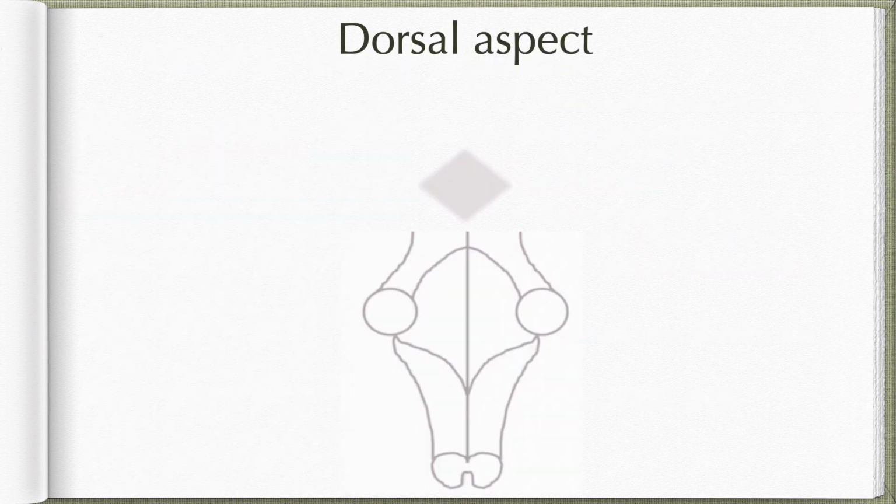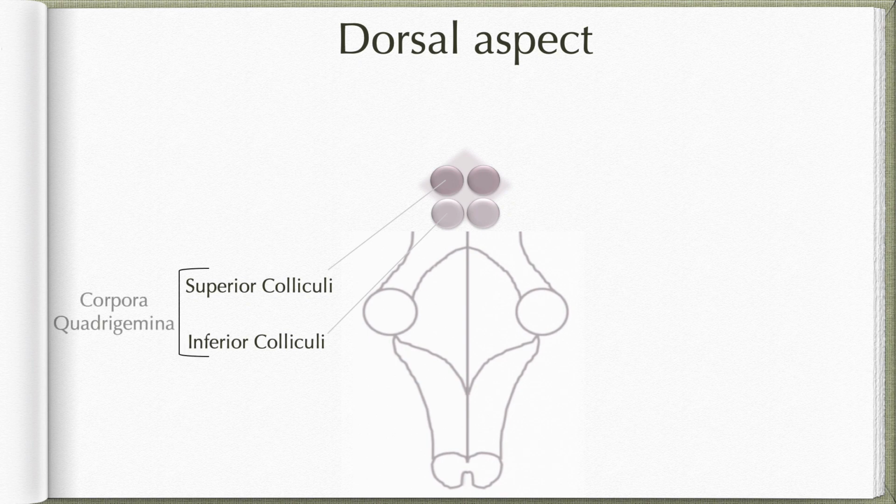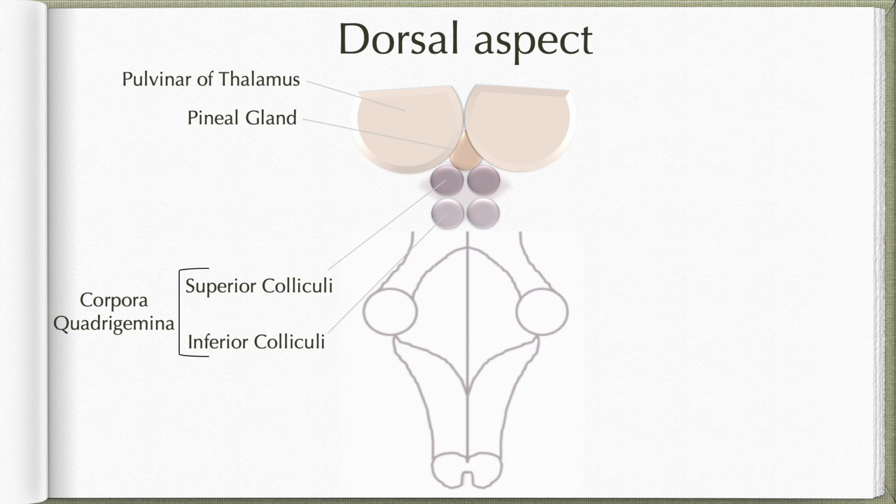Now coming to the dorsal aspect, the main features we see are 4 rounded swellings, a pair of superior colliculi above and a pair of inferior colliculi below. Together they are known as corpora quadrigemina. These 4 rounded swellings are separated by the cruciform sulcus. Upper end of this cruciform sulcus has a depression which is occupied by the pineal gland. On either side of this pineal gland, we find the pulvinar of thalamus, which is the posteriormost part of the thalamus. Posterior to each side pulvinar, we find lateral geniculate body and the medial geniculate body.